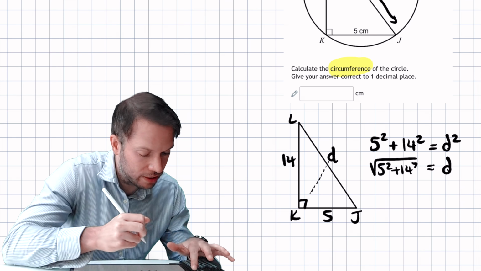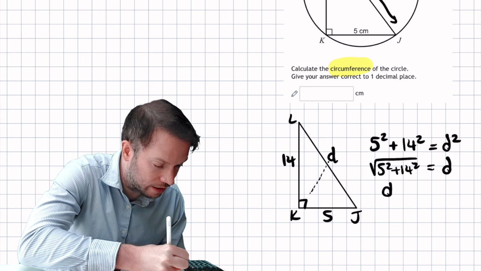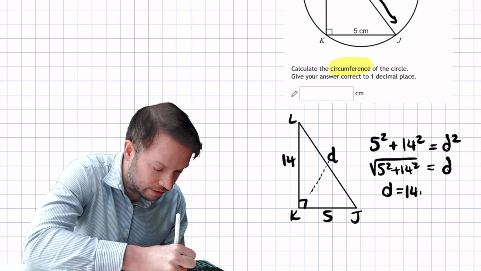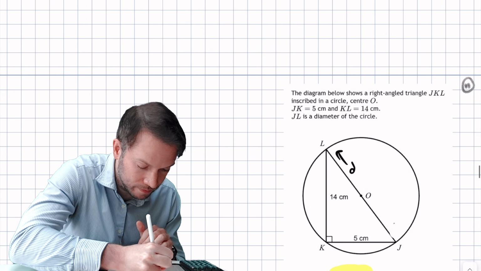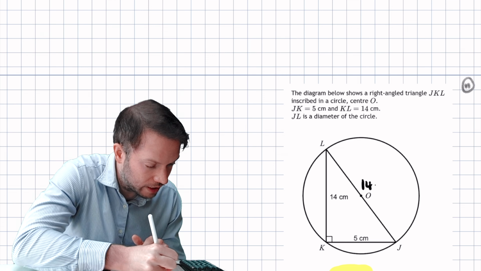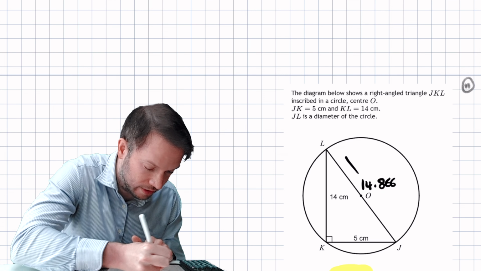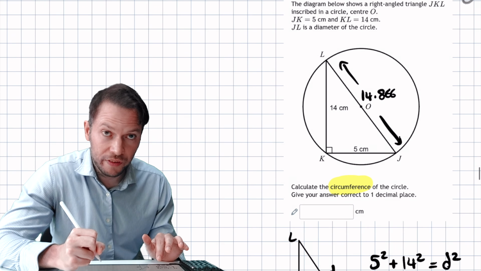And we do that on a calculator. And that gives you the diameter is 14.866. So this diameter here, get rid of this. This diameter is 14.866 centimeters from here to here. Okay, we're asked for the circumference of the circle.